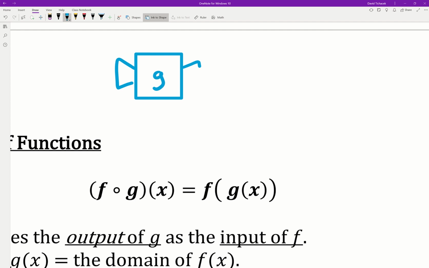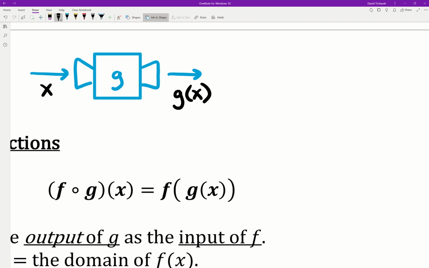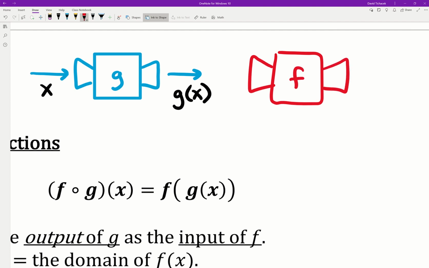And what we might say here is that this machine is going to take in X, and we know according to our notation that what it spits out as the output is what we call G of X. The whole concept of a composition of two functions is that I am now going to take that very same output that I got out of my G machine, and I'm going to throw that into an entirely separate new machine here. I might call it my F machine, okay?